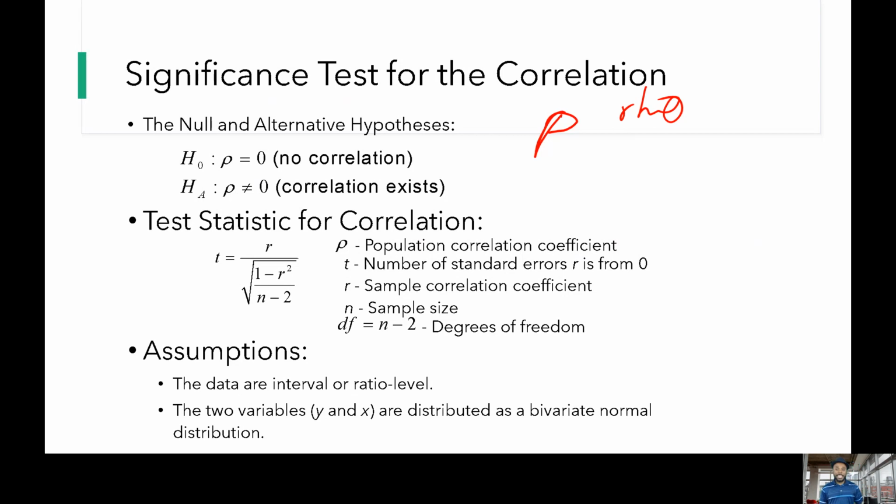Now, if conducting a test by hand, a t-test statistic with n-2 degrees of freedom is computed. So our test statistic is this. For your homework assignment, you need to compute the test statistic for the correlation, and all you need is the correlation coefficient, which you would compute in Minitab, and you also need n, which is the sample size, or rather n minus 2, which is the degrees of freedom.